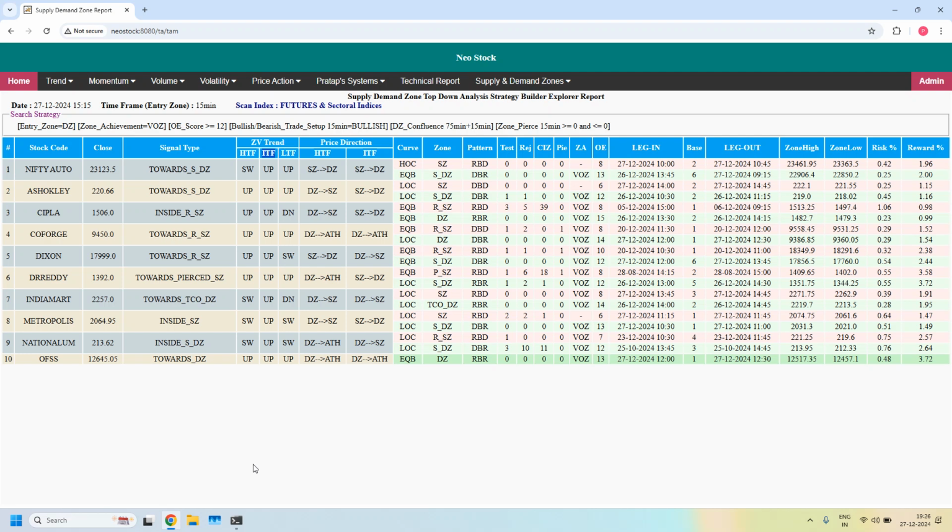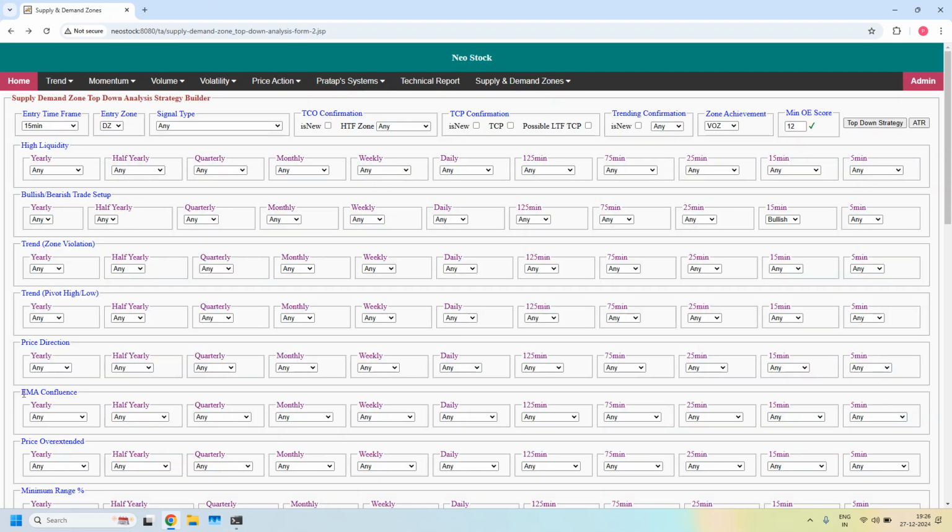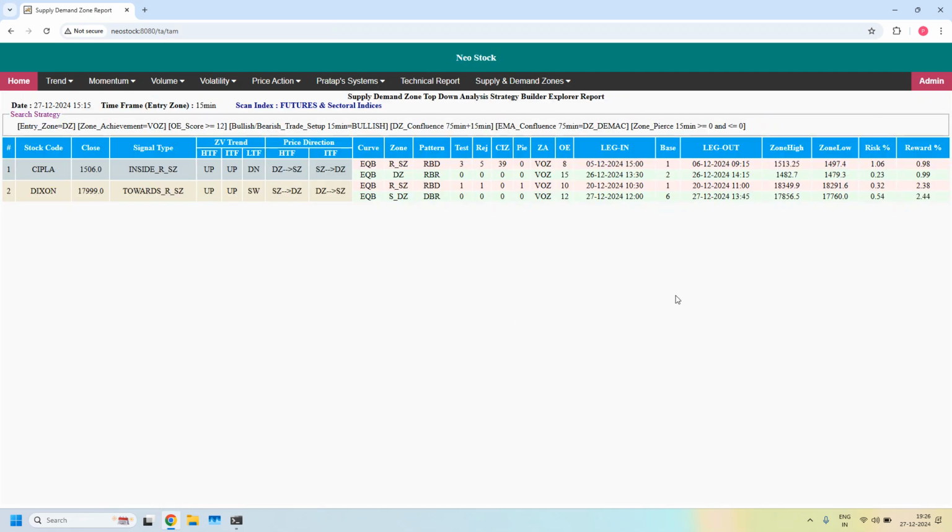Because 75 minutes trend is up and the 15 minute zone is part of the 75 minute zone, I am setting the EMA filter on the 75 minutes demand zones. So the 75 minutes demand zone having daily EMA confluence filter is enabled. With this filter, we got 2 stocks. So these 2 stocks are even more high probability trade setup supported stocks.